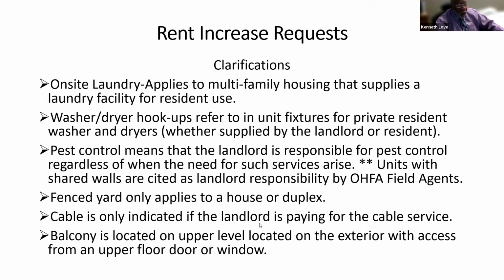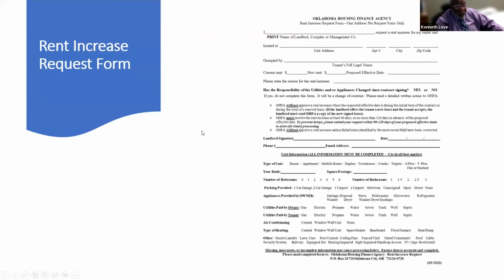Only circle cable if you are paying for the cable service. It doesn't mean that cable service is provided to the unit. That means that you are actually paying for the cable service. Remember that balconies are located on the upper level of the unit on the exterior, with access from an upper floor window or a door. We're getting some in where they're calling patios balconies, and we want to make sure that we clarify that.